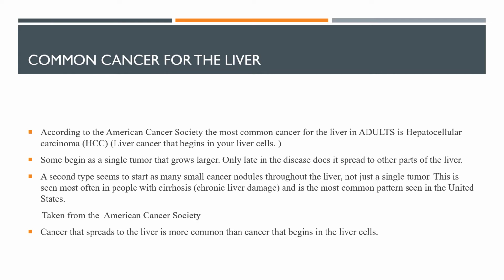The most common cancer for the liver, according to the American Cancer Society, is hepatocellular carcinoma, HCC. It is the most common type of primary liver cancer. It occurs most often in people with chronic liver disease, such as cirrhosis caused by hepatitis B or hepatitis C infection. The risk is higher in people with long-term liver disease. It is also higher if the liver is scarred by infection from hepatitis B or hepatitis C.